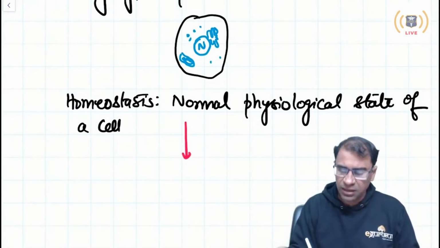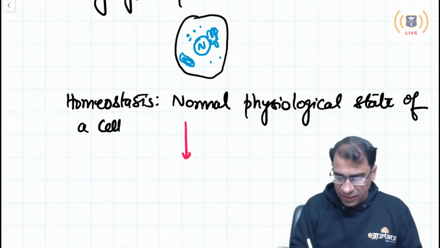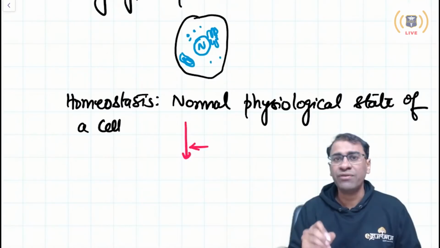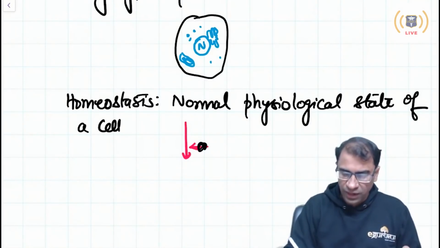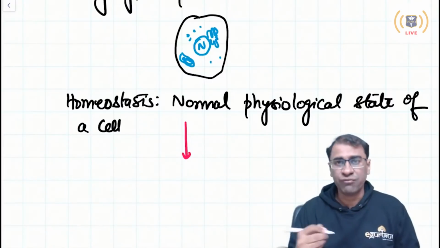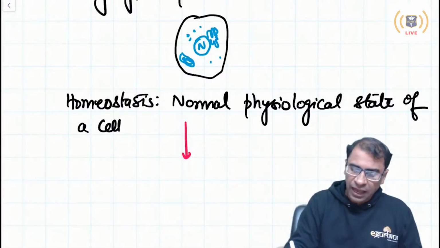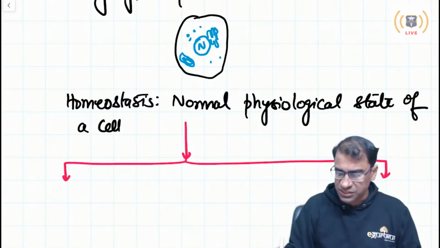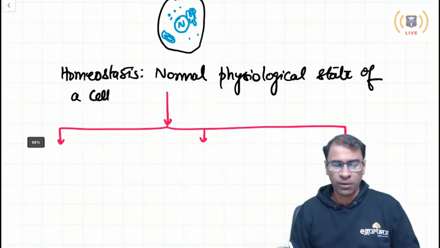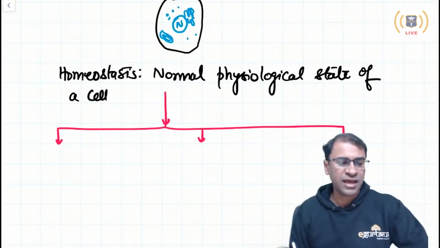Now I'm not saying it may be a physical injury. If this undergoes any form of injury, the cell will have to change its functional state. So what may happen? I'm drawing three types. Look, the three ways how a cell can change its normal function.